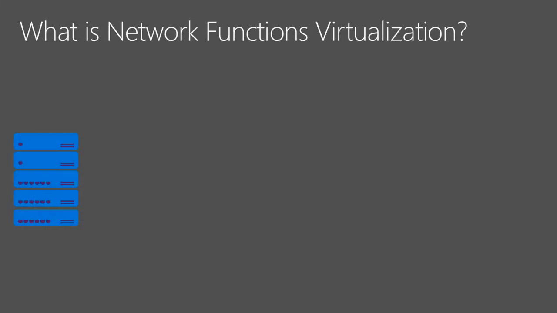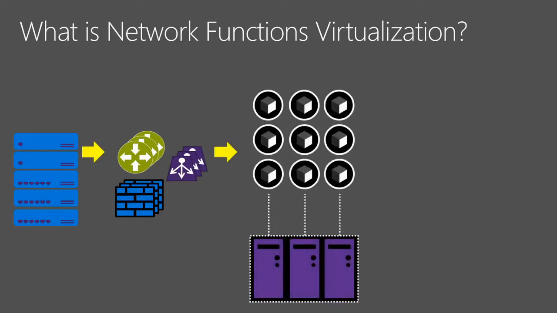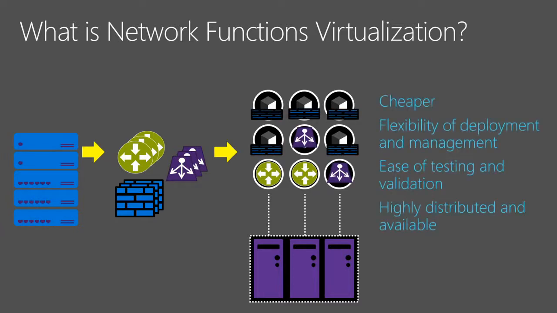So what is network functions virtualization? It is basically taking all the network functions that you are familiar running on hardware appliances and then building them on VMs. So your virtual appliance is essentially becoming a VM. Your network appliance is becoming a VM. And there are multiple advantages of doing this. One is it's very cheap. It is very cheap to buy and deploy all these network functions. You have the flexibility of deployment and management. It is very easy to test and validate them before you roll them out. And then they are highly distributed, so you can move them anywhere in your data center.